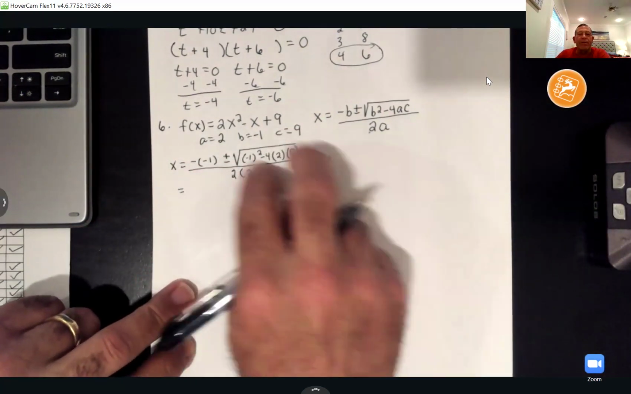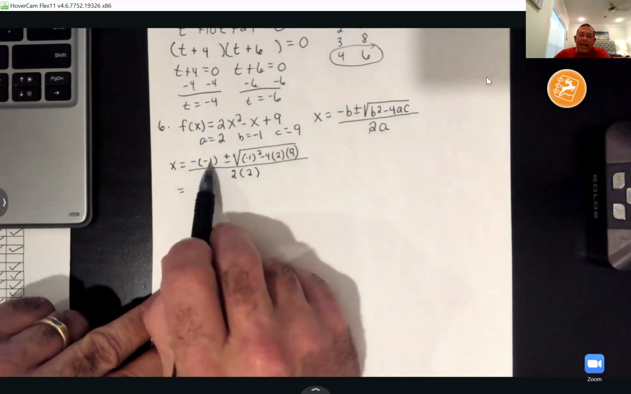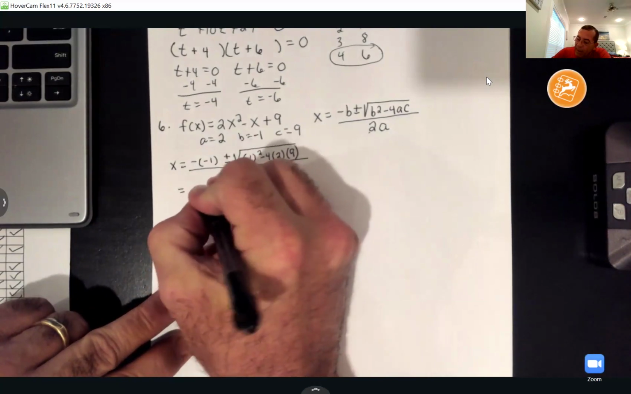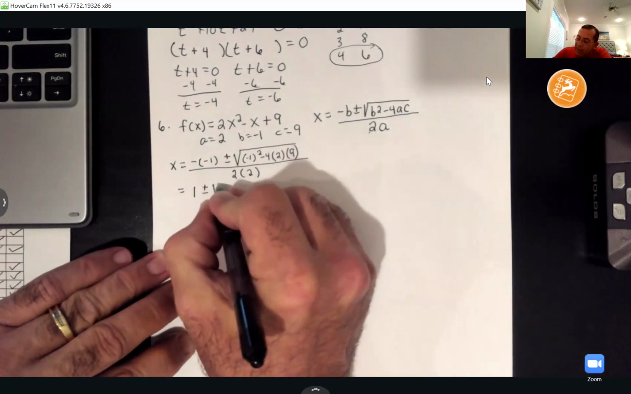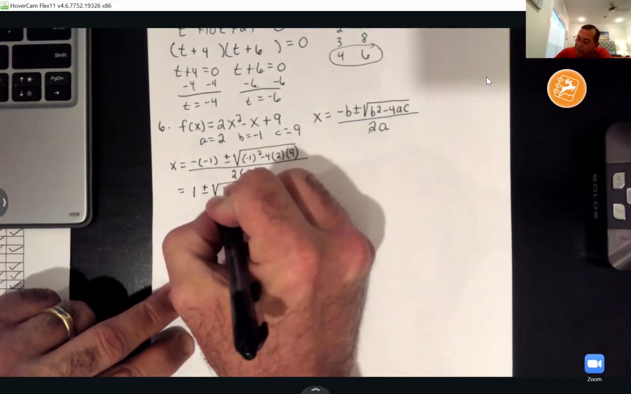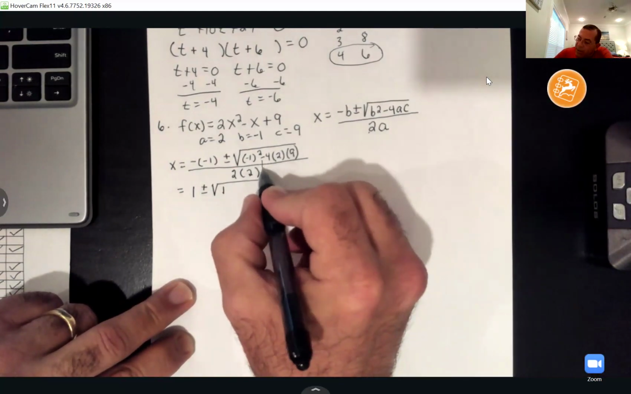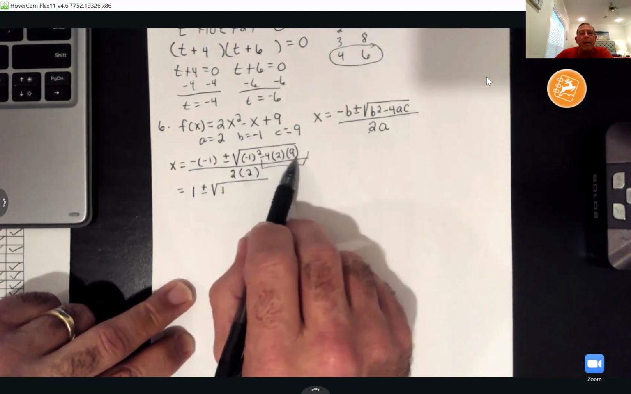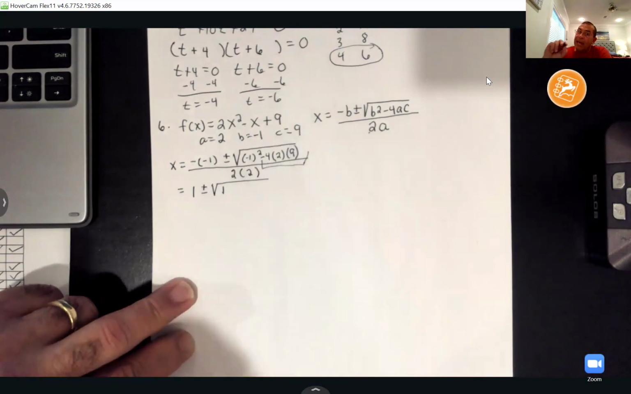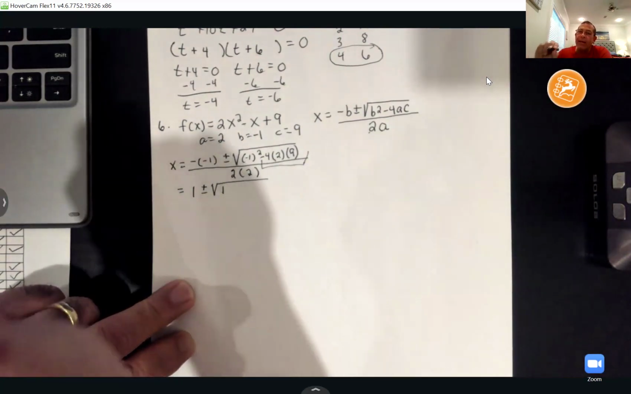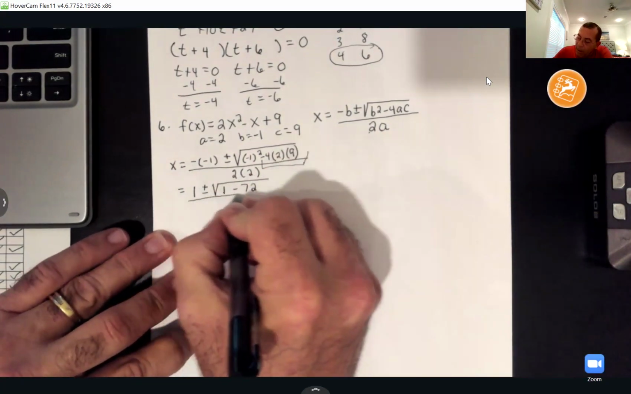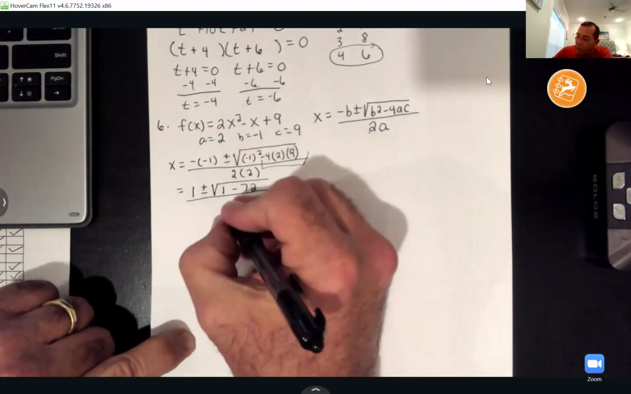So now just start simplifying this. The first thing on the outside, those two negatives, make that a positive 1, plus or minus. Under my square root, negative 1 times negative 1 is a positive 1. And all these three things right here are being multiplied. So this is like negative 4 times 2, which is negative 8. And then negative 8 times 9 is a negative 72, all over 2 times 2, which is 4.